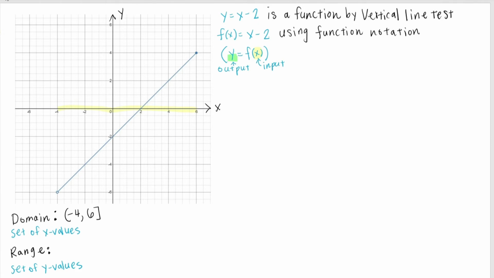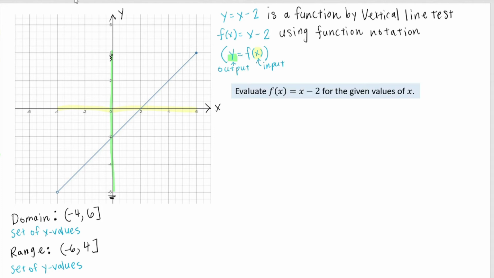Now let's find the range. The set of y values goes from negative 6 to 4. When y is equal to negative 6, the function is open, so negative 6 is not included. When y is equal to 4, the function is closed, so 4 is included. We have the following domain and range for this function.